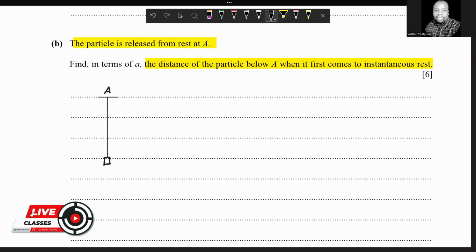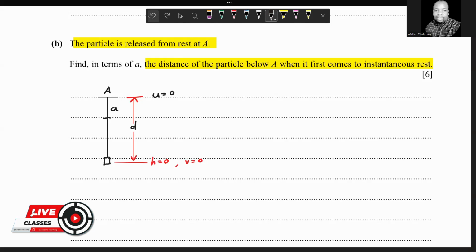So the natural length is still A, and we're going to take this level to be h equals 0, the level where it comes to an instantaneous rest. So that is where the speed of the particle will have become 0. The distance of the particle below A is this distance, which I'm going to call D. That's the distance we are actually looking for. So it starts with an initial speed of 0 because it has been projected from rest, and goes all the way down until it comes to an instantaneous rest where V is equal to 0.